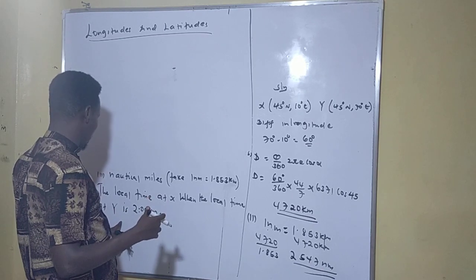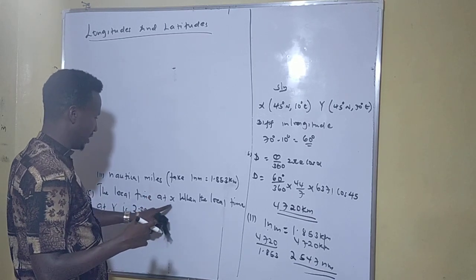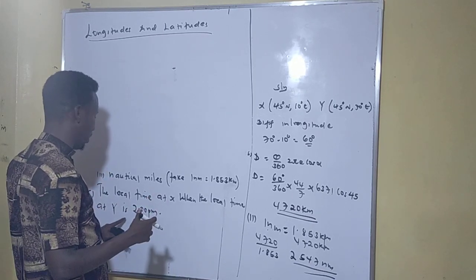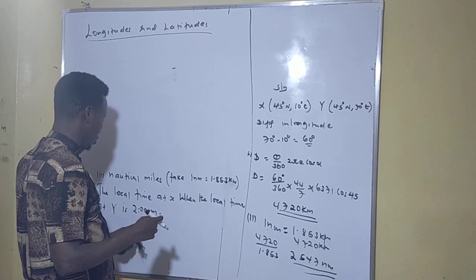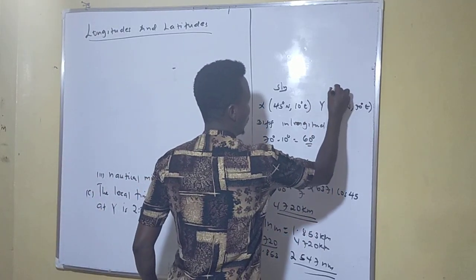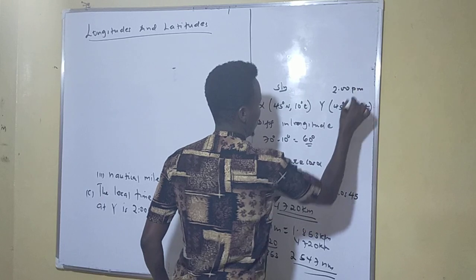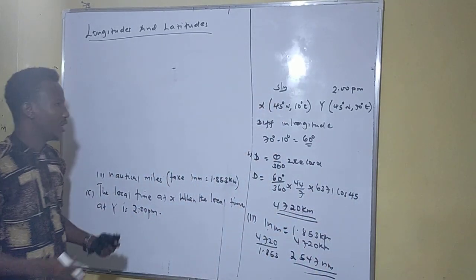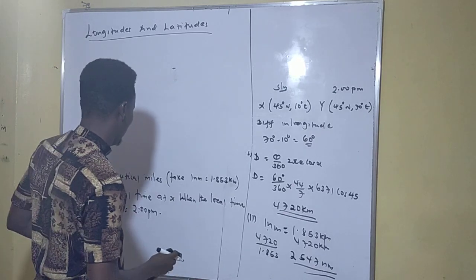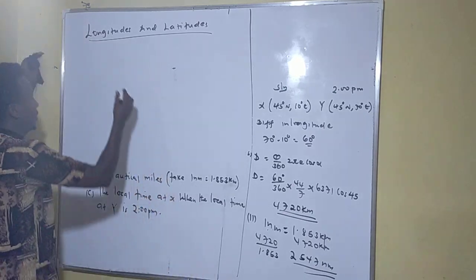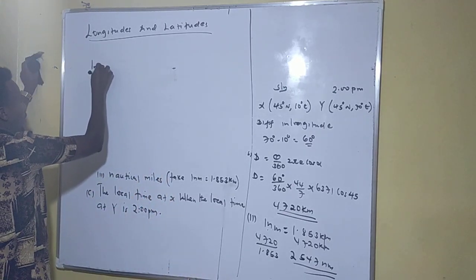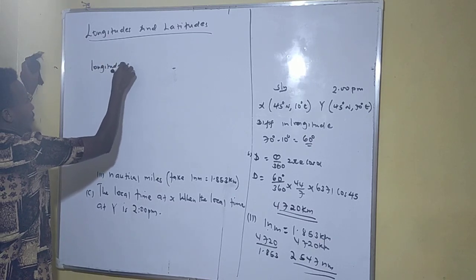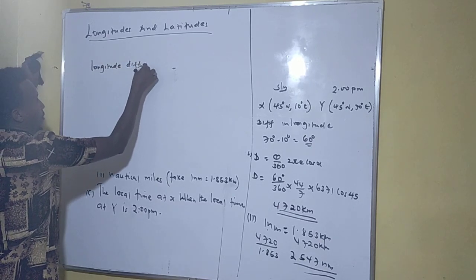The time at X what? The local time at X when the local time at Y is 2 p.m. So we have the time of this one, which is 2 p.m. Just understand that. I think that's what they say, the local time. So we are expecting, we know that our longitude difference is equal to what?